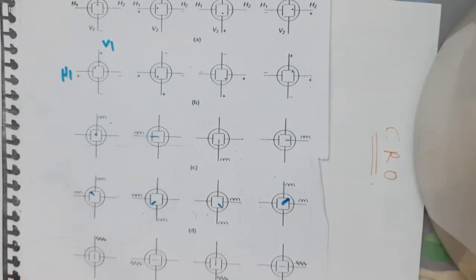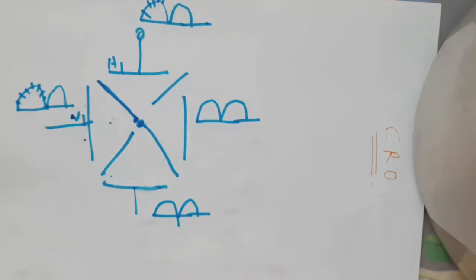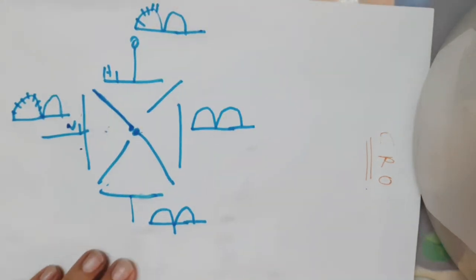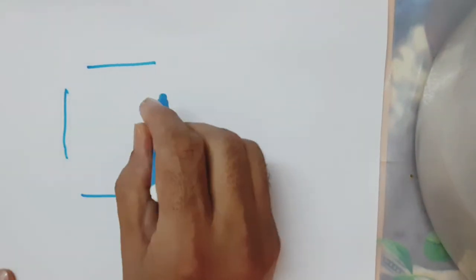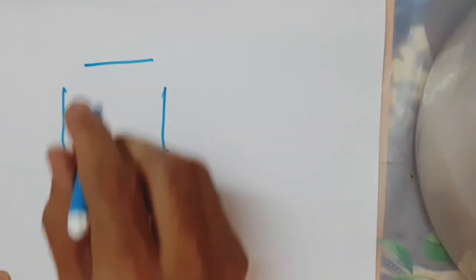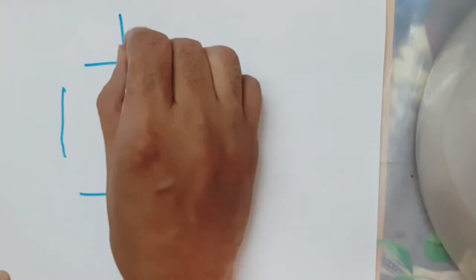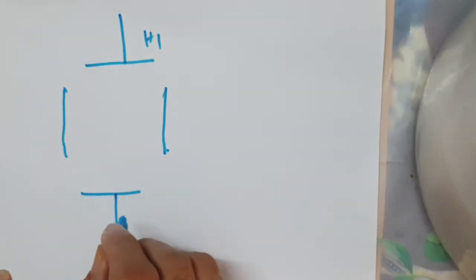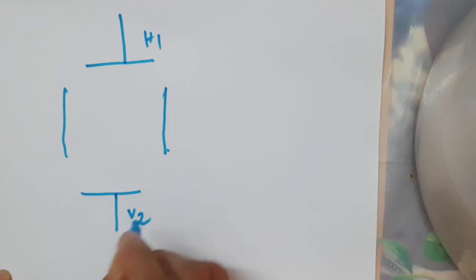Okay. Now what happens when we are applying a complete sinusoidal waveform to the deflecting plates? So see here, this is our plate, this is our plate. We are applying complete sine wave here. That means our V1 and V2.